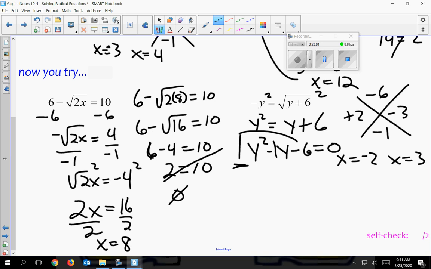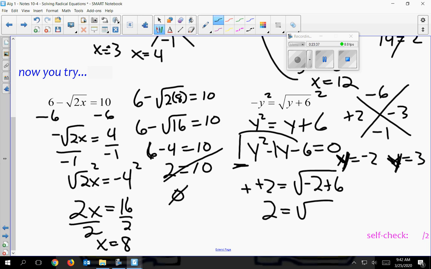Well, now that's going to make me have to go and check both of these and see if it works. Okay. Or I'm sorry, this is y. My fault. Okay. All right. So I'm going to go plug that in. Now it's -y, and I'm going to use -2 first. So minus -2 equals square root of -2 plus 6. So really, remember, that's going to change the signs. I get 2, and then the square root of -2 plus 6 gets me 4, and the square root of 4 is 2. So, hey, that one works.